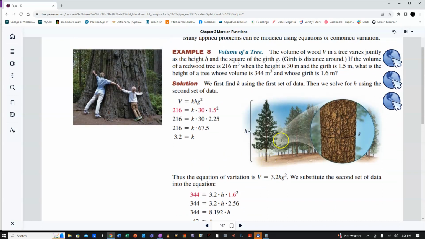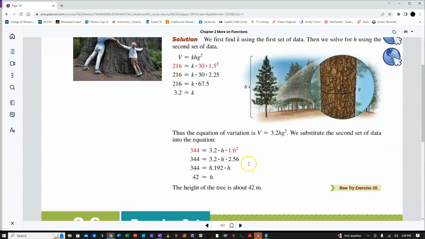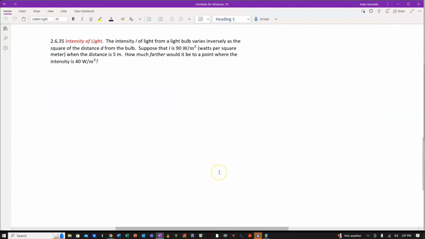We then take the numbers in the second part of the problem, a volume of 344 cubic meters and a girth of 1.6 meters, plug those in, and we estimate the height of the tree. The numbers here suggest the height to the nearest meter is 42 meters. And so we'll finish out the video with our final exercise, number 35, the intensity of light.